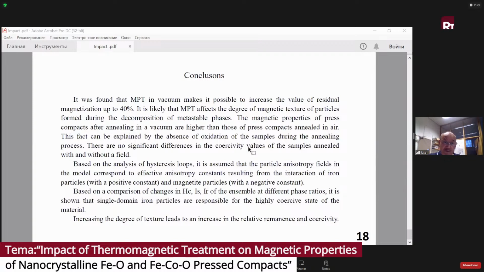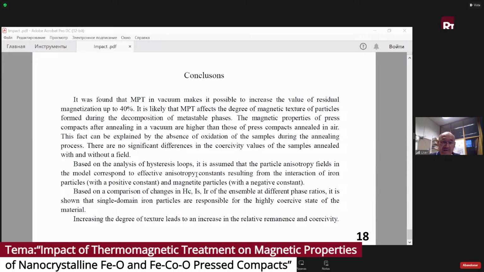So in conclusion, it was found that MPT in vacuum makes it possible to increase the value of residual magnetization up to 40%. It is likely that MPT affects the degree of magnetic texture of particles formed during the decomposition of metastable phases. The magnetic properties of press compacts after annealing in vacuum are higher than those of press compacts annealed in air. This fact can be explained by the absence of oxidation of the samples during the annealing process. There are no significant differences in the coercive values of the samples annealed with and without a field.